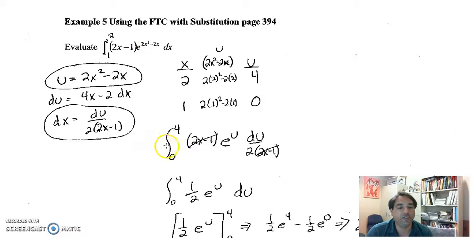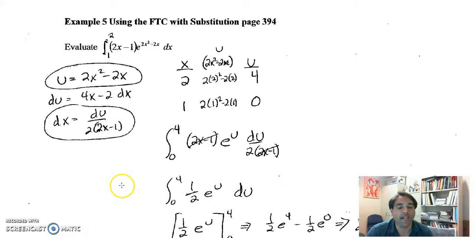So when I do the u substitution, I'm going to have (2x minus 1), e to the u, and instead of dx, du over 2 times (2x minus 1). And then the 2x minus 1 and the 2x minus 1 would be divided into 1, which they simplify out. So we'd end up with 1/2 e to the u du. Now, at this point, you have two choices.